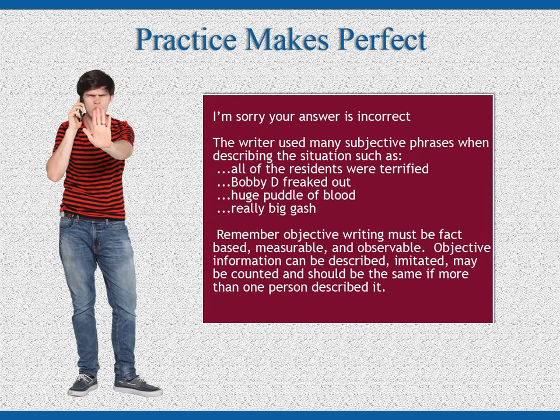I'm sorry, your answer is incorrect. The writer used many subjective phrases when describing the situation, such as, all of the residents were terrified. Bobby D freaked out. Huge puddle of blood. And really big gash. Remember, objective writing must be fact-based, measurable, and observable. Objective information can be described, imitated, may be counted, and should be the same if one or more persons described it.